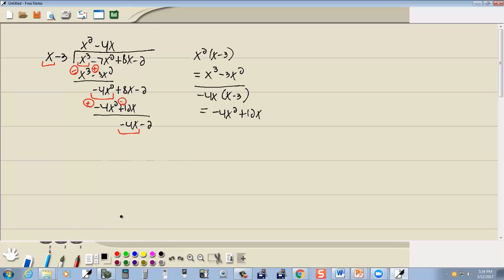You take a look at the first term of each side, what goes up on top. You ask yourself what times x gives you negative 4x, and that'd be negative 4. Now whatever we put up on top, you multiply by what's out in front. So we're going to take negative 4 times x minus 3, which gives us negative 4x plus 12.